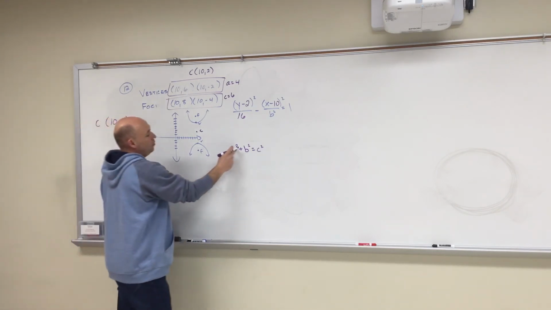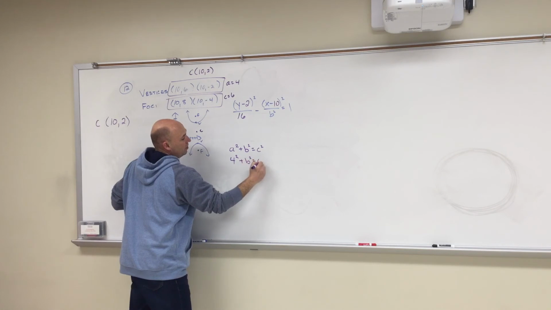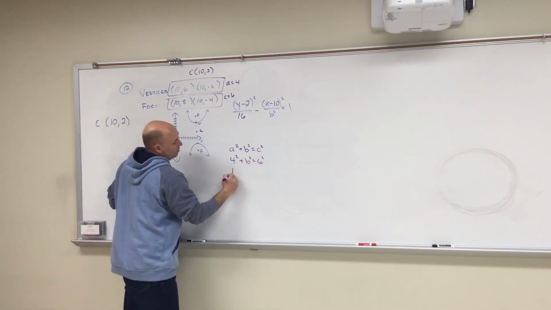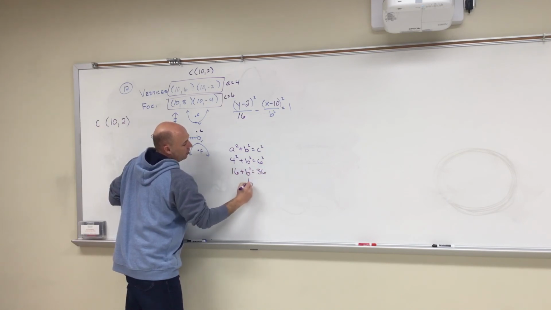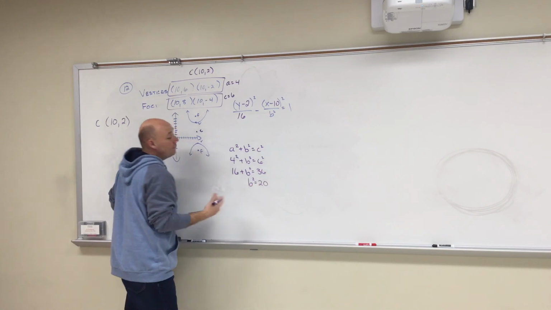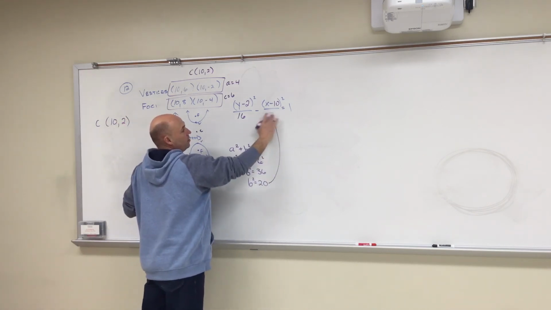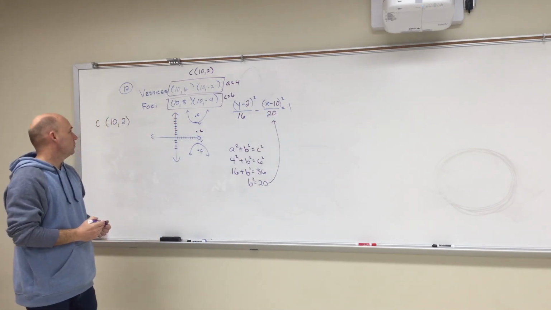So I know 4 squared plus b squared is equal to 6 squared. So that's going to be 16 plus b squared is equal to 36. So b squared is going to be 20. And I don't even have to figure out b, because all I want in my formula is what b squared is. So I know this value is going to have to be 20. And that's how you write the equation of a hyperbola.